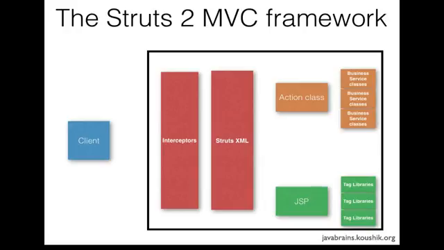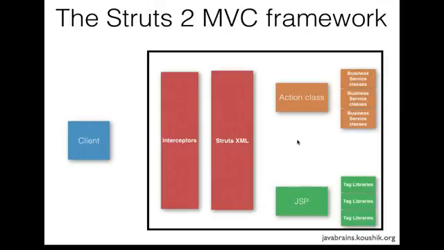So just to quickly recap what we've seen so far, a struts2 MVC framework and an application that uses the struts2 MVC framework would consist of some important components. One is the struts XML and the interceptors. We have action classes and we have JSPs that use tag libraries, and of course action classes call certain business service methods to do the actual work. This is an overall high-level picture of a struts2 MVC web application.